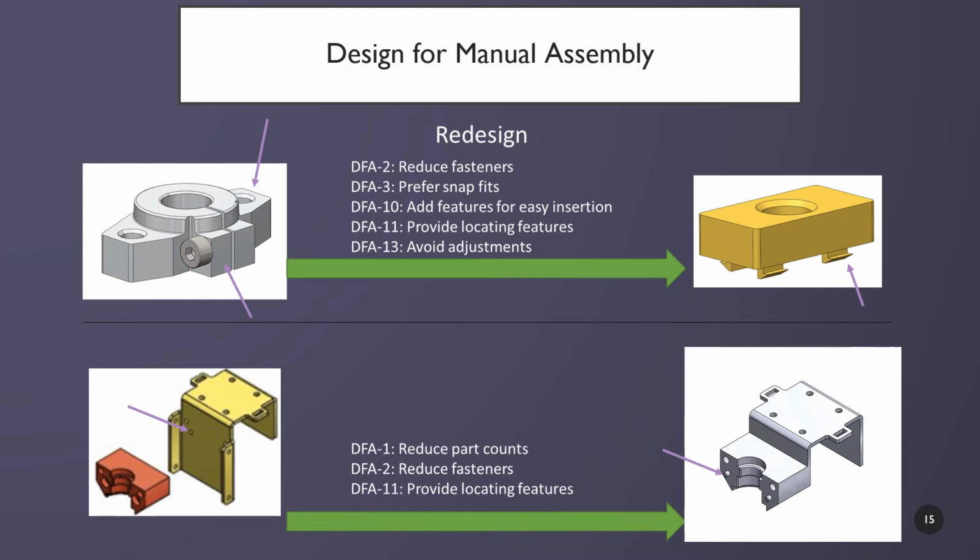The snap features also prove to be locating features. We avoid adjustments by removing the bolt seen in the first part and added features for easy insertion. And then for the bottom part, the redesign here included 3 different redesigns for DFA principles, reducing part counts by including only 1 part instead of 2, reducing the fastener count as there are no fasteners to connect the 2 parts anymore, and provide locating features as seen on the front face of the bracket.